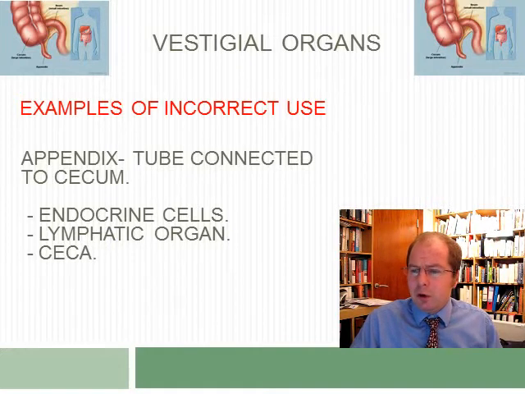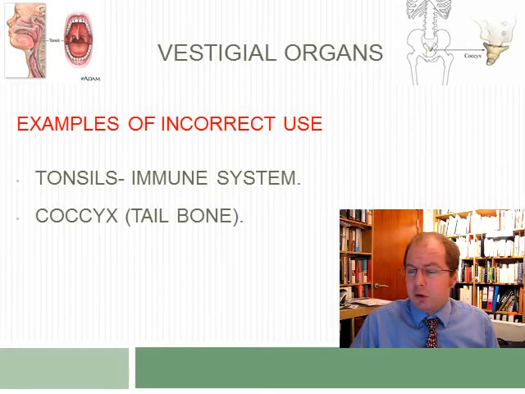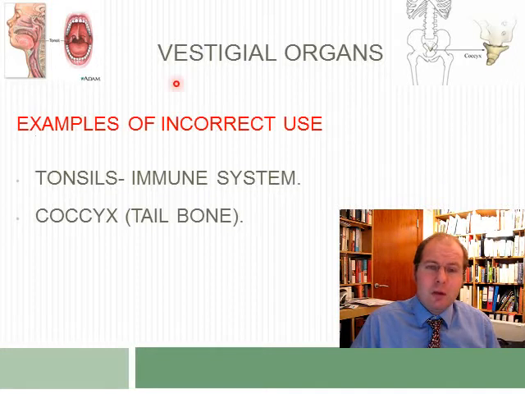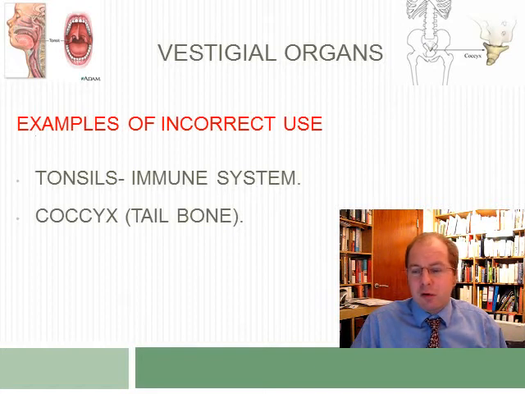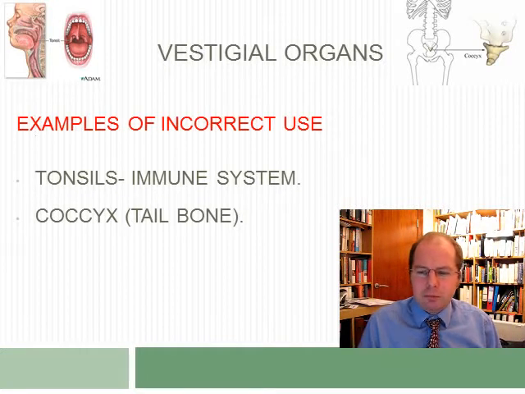Other examples of incorrect use: the tonsils now have a role in the immune system. The coccyx, the tailbone, you'd find it very difficult if you just had a straight spine at the back, you can see some points I've raised there. If you just had a straight spine at the back, you'd have difficulty sitting. Its internal support structure helps keep the anus closed. So there's all sorts of functions like that.